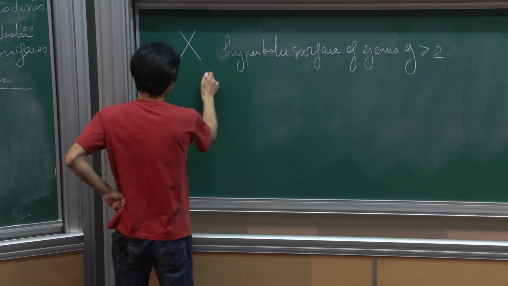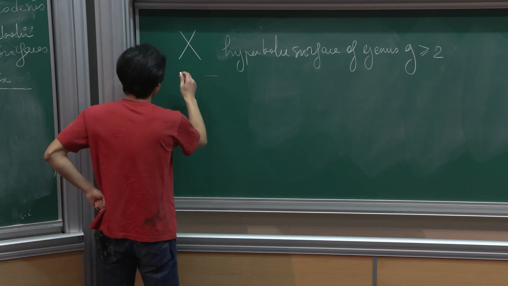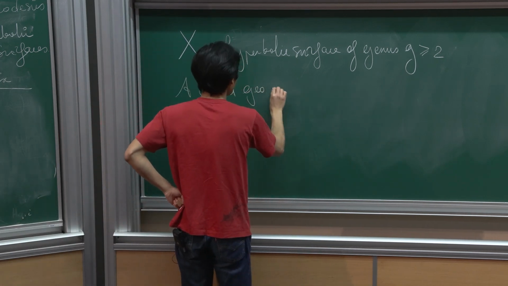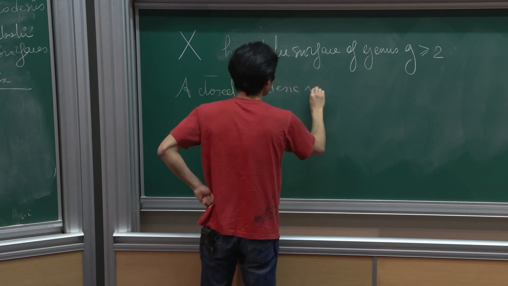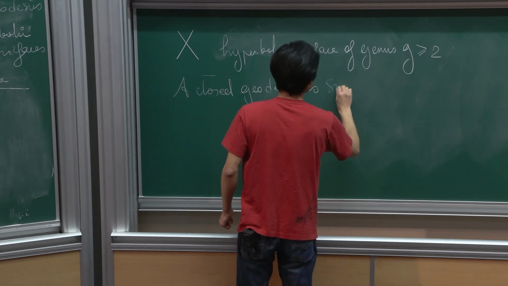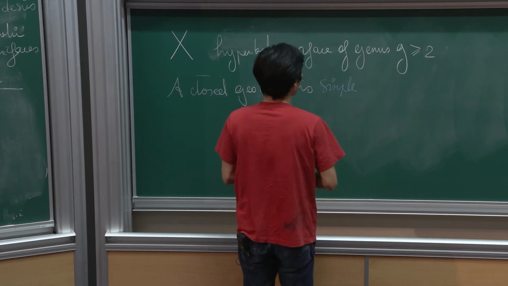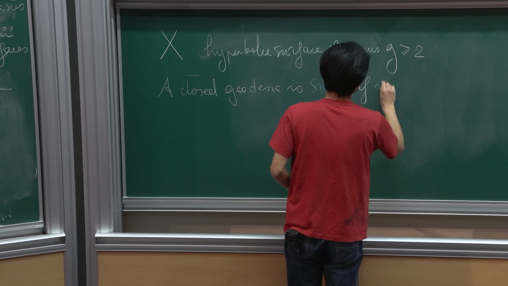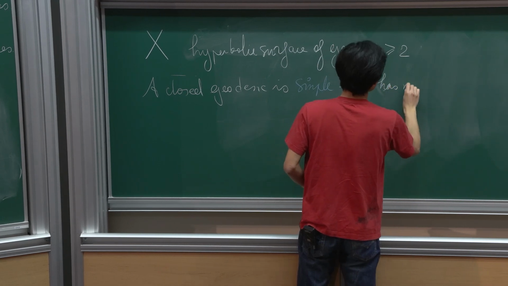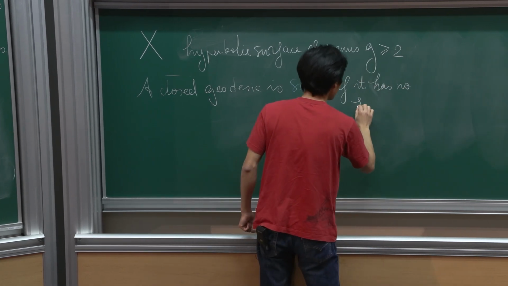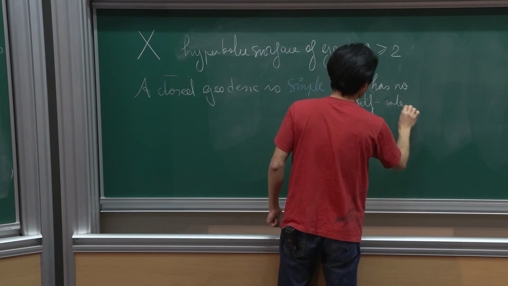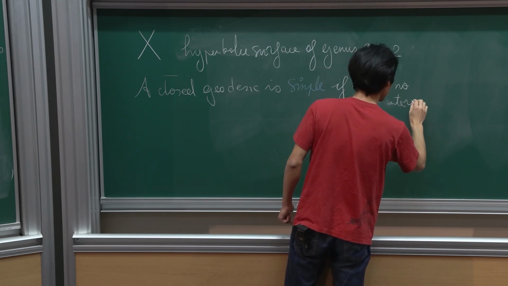So what's a simple geodesic? We say a closed geodesic is simple if it has no self-intersection.